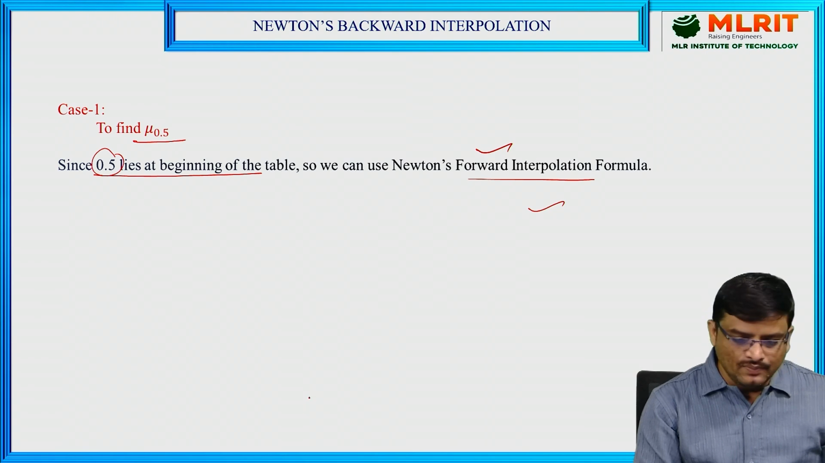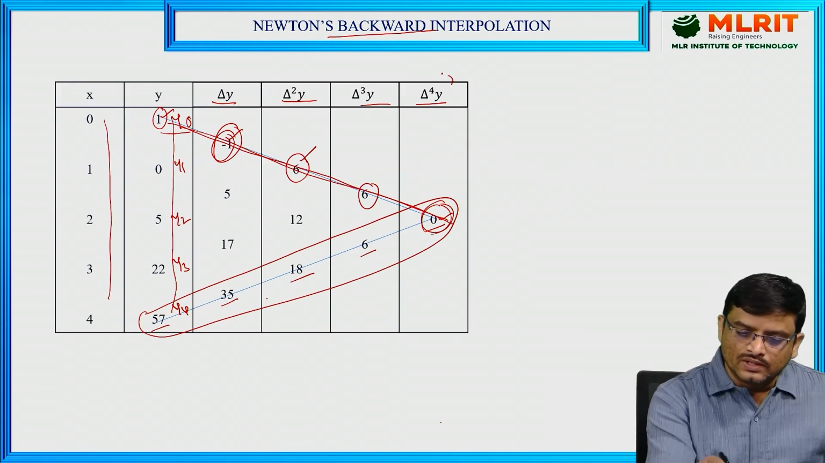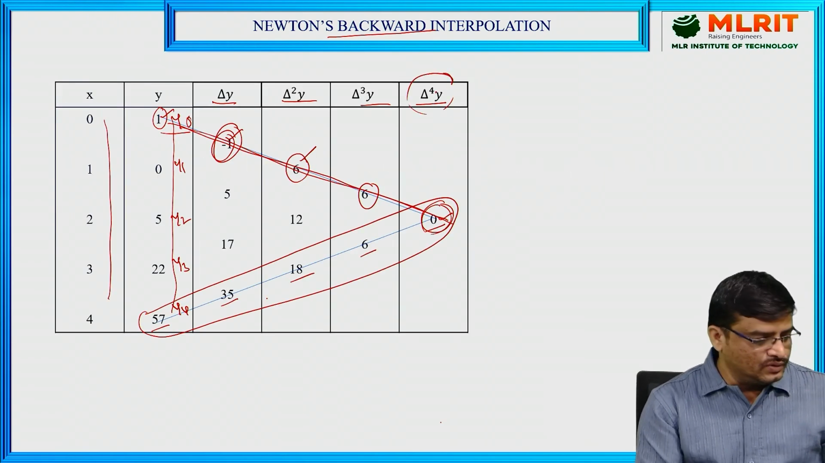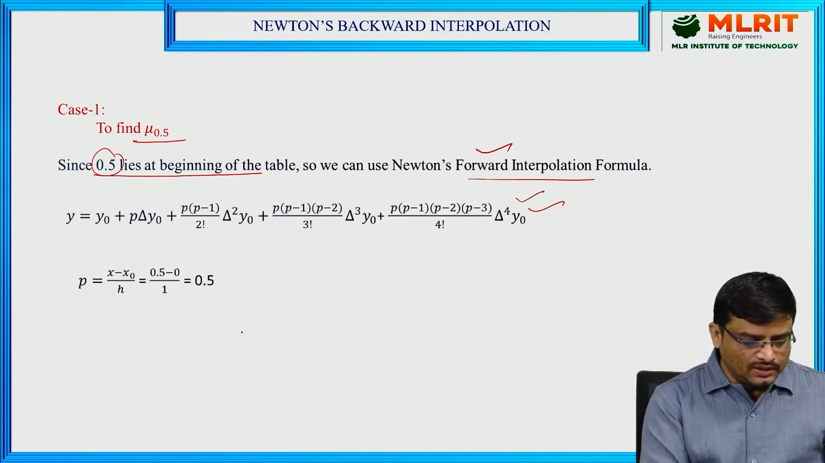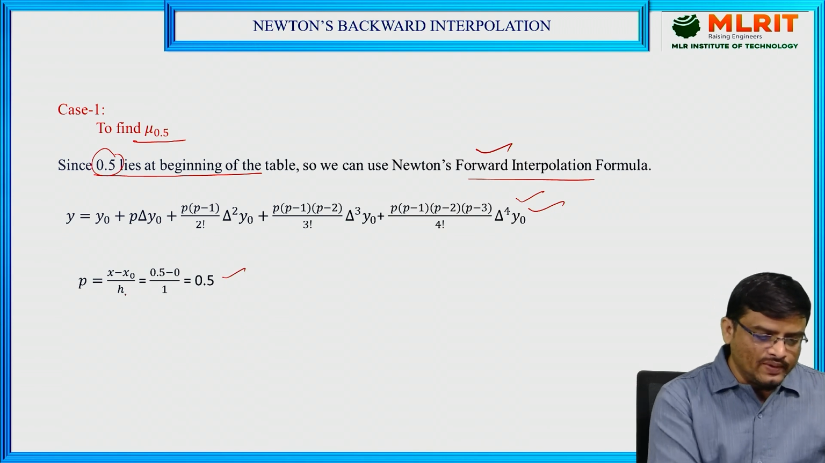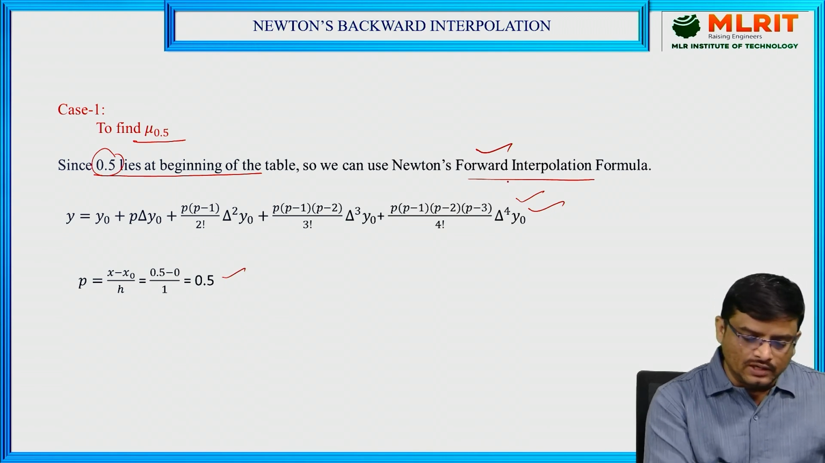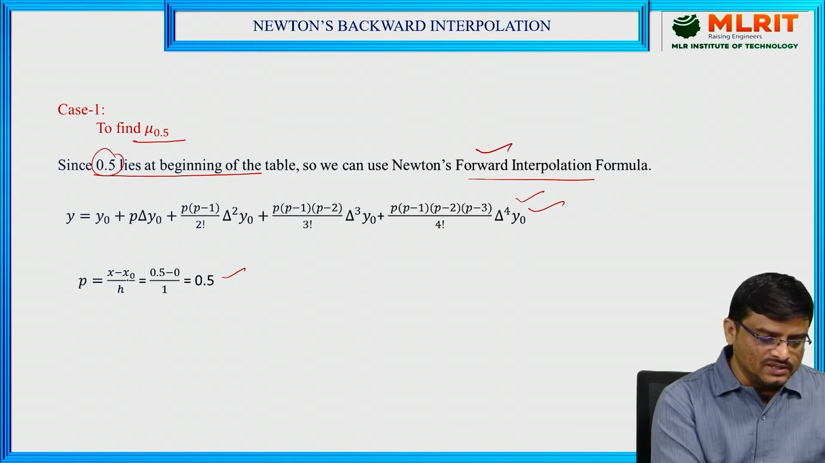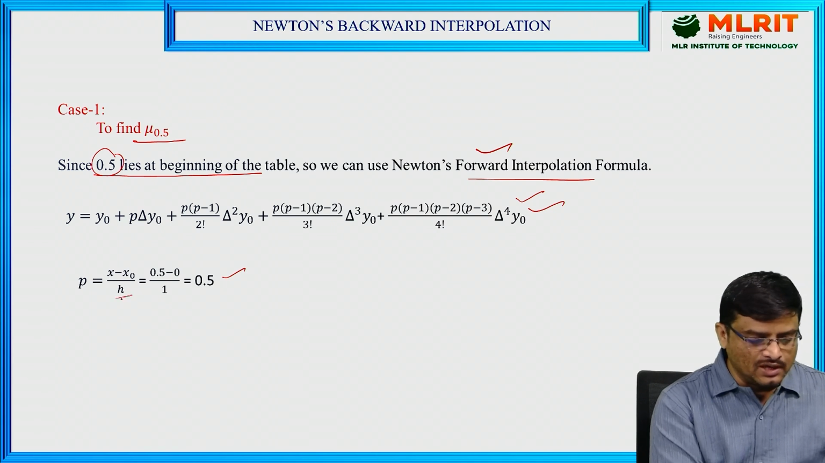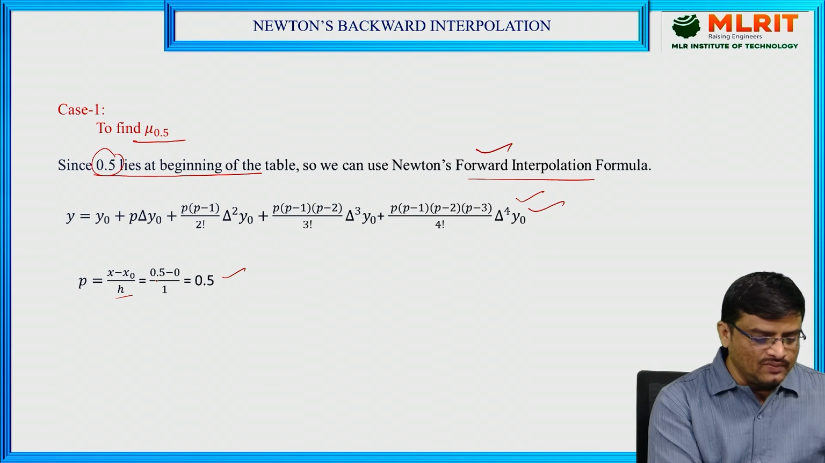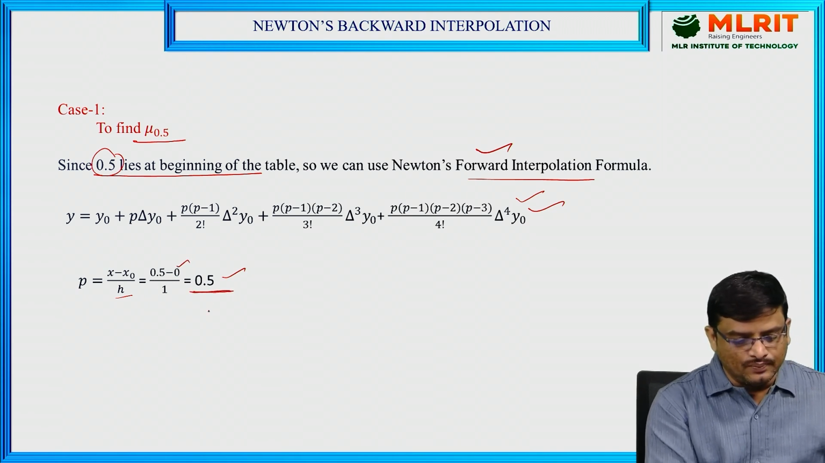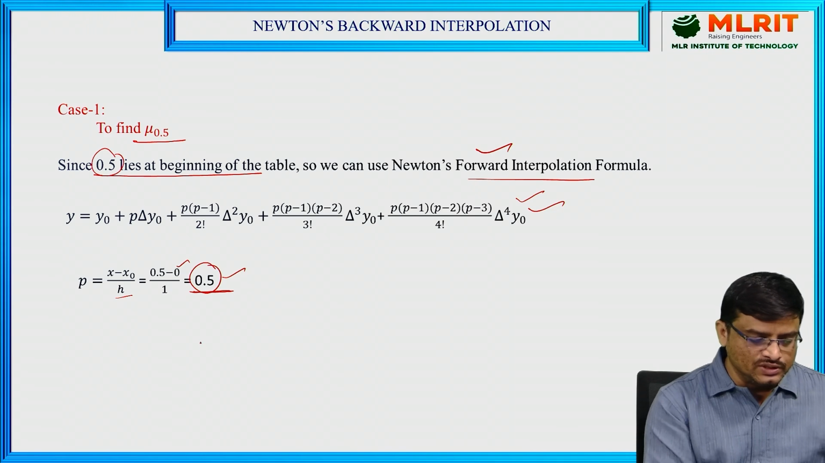So this is our Newton's forward interpolation formula. In our table, we have stopped our difference table at delta power 4, so we have taken the formula up to delta power 4. Now take the p value. Whenever we want to apply Newton's forward interpolation, we have to take p equal to x minus x naught by h. h is the common difference, x is 0.5 and x naught, the initial value of x, is 0. Now use these three values and get the value of p. So we get p is equal to 0.5.